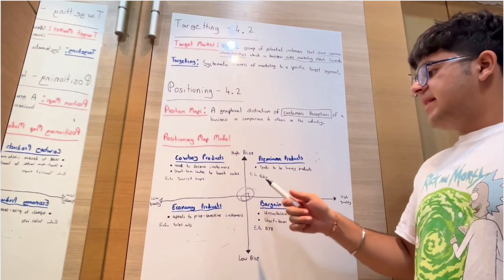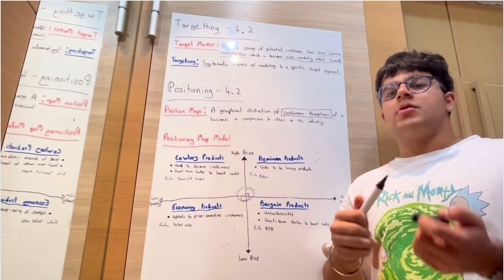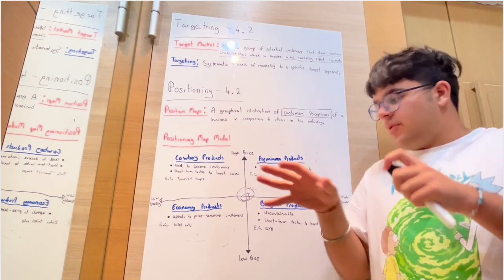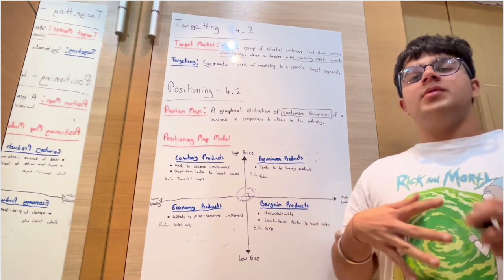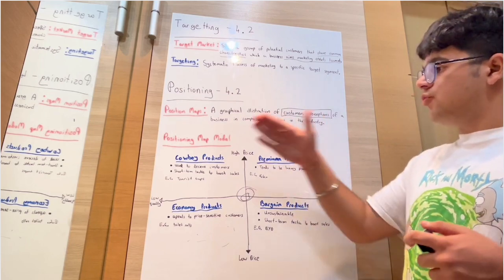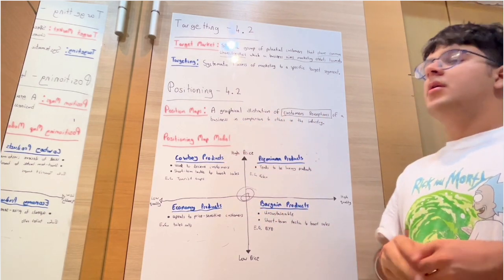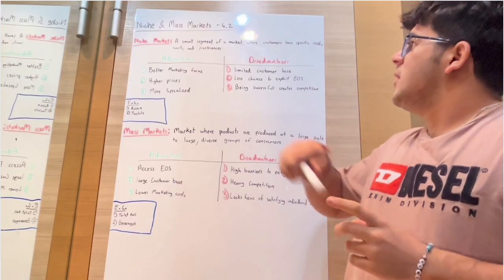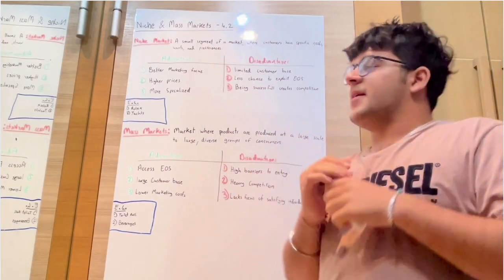You don't have anything. These positioning map models are there so you as a business can identify where customers perceive your business to be and what you need to do to change in order to fit into your desired category. That's about it. Okay, so 4.2, we're still on it, yep.